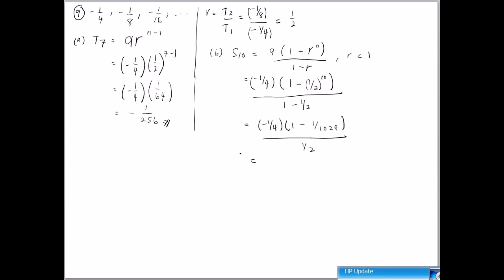And if you calculate correctly, for 9b, you should get negative 1023 over 2048. Okay, first calculate 1 minus 1 over 1024, multiply by negative 1 over 4, and then divide by 1 over 2. So this is the final answer.